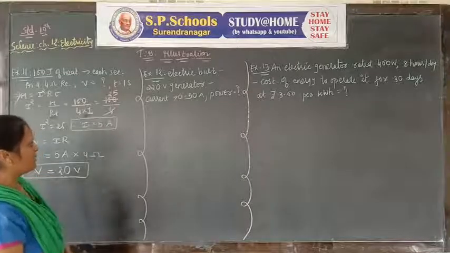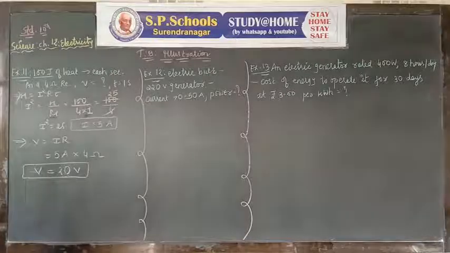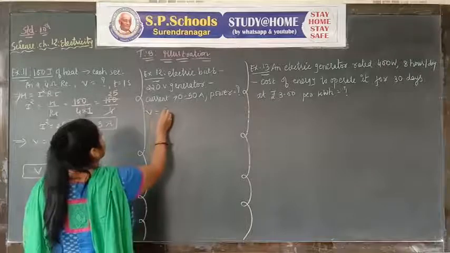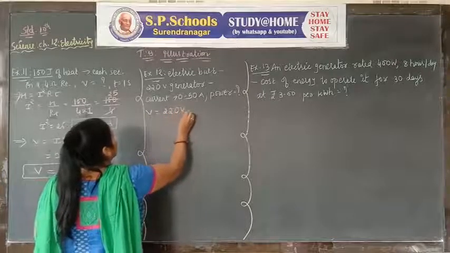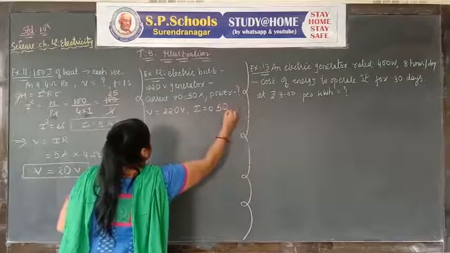An electric bulb is operated with a potential difference or voltage of 220 volt, and the current passing is 0.50 ampere. What will be the power of the electric bulb? First we write the information. We have V is equal to 220 volt, I is equal to 0.50 ampere.